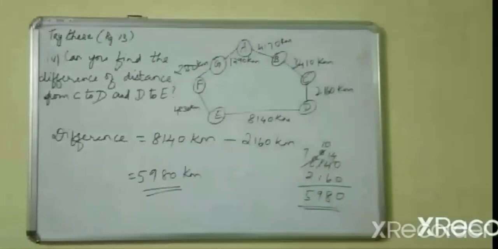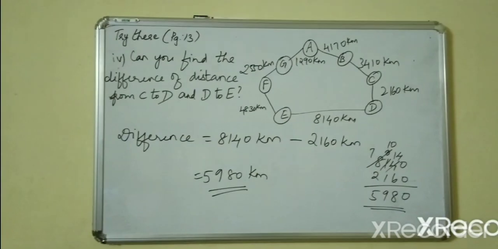So we will get 26,550 kilometer. Okay, coming to the next subdivision, can you find the difference of distance from C to D and D to E? From C to D it is 2160 kilometer and from D to E the distance given is 8140 kilometer. So we have to find the difference. Difference means we have to subtract. If we subtract, we will get the difference from C to D and D to E. So subtracting both we will get 5,980 kilometer.